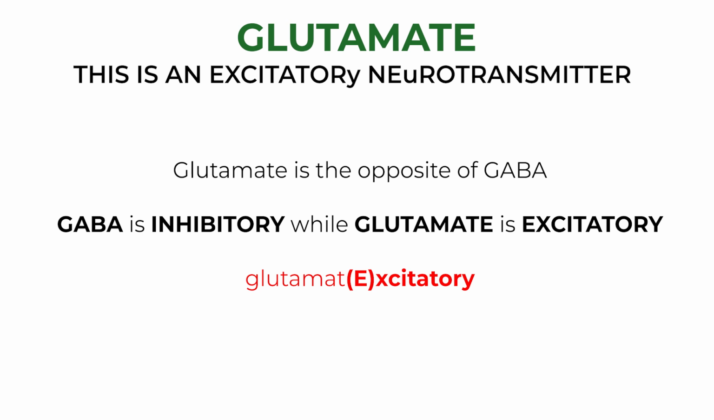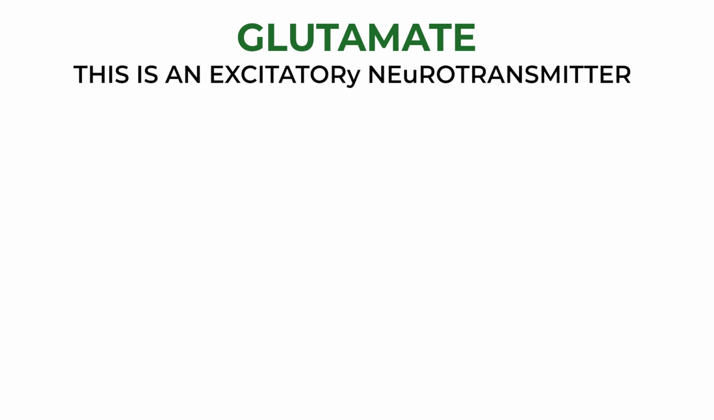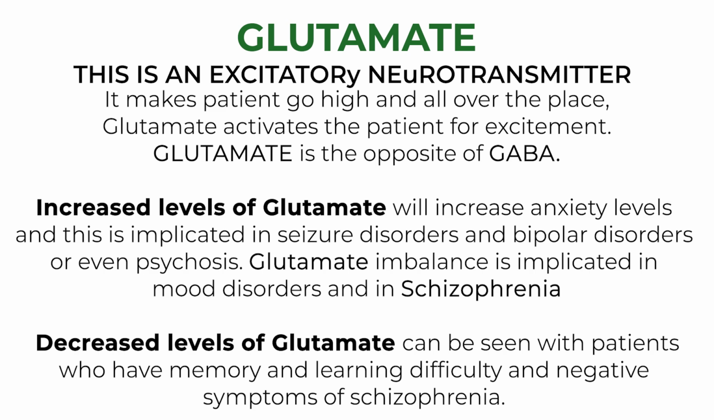Since GABA and glutamate do the opposite, if glutamate is excitatory, that shows that GABA will be inhibitory. The word excitatory is just an English expression. It makes the patient to be all over the place. The patient is going to be more activated, more excited. It's just the opposite of GABA, because GABA is relaxing and calming, while glutamate is an exciting neurotransmitter. It's going to activate the patient more and make them more excited.